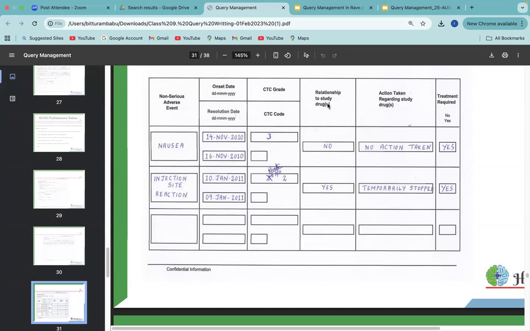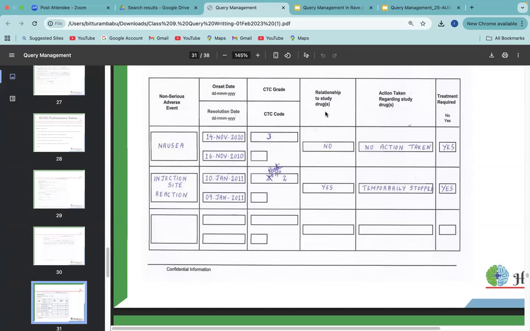Here they said relationship to the study. That means the nausea is not caused by the study drug. Because that's the reason they mentioned no. Since there is no relationship between the drug and the adverse event, action taken regarding the study drug, there is no relationship. The nausea is not because of the study drug. That's why they have not taken any action to the study drug.